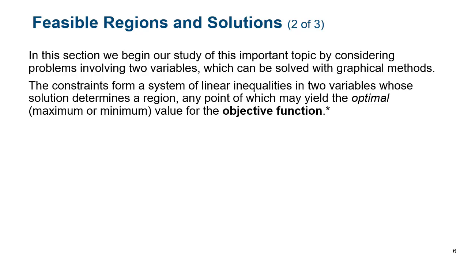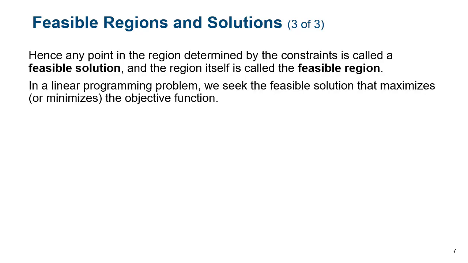The constraints are going to form a system of linear inequalities in these 2 variables, and the solution determines a region, and then any point that can yield the optimum, maximum, or minimum value for the objective function is going to be in that region. And we're going to learn very quickly that those points actually land in very specific places.